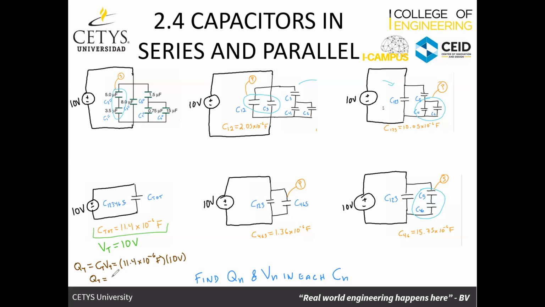It's actually a very simple calculation. Give me a moment. Do that calculation, please. If we multiply that by 10, a very simple way of finding that is that this is going to be equal to 114 times 10 to the minus 6 farads.